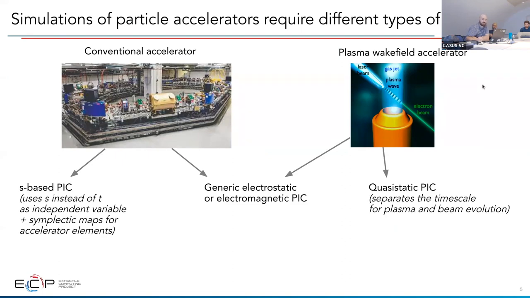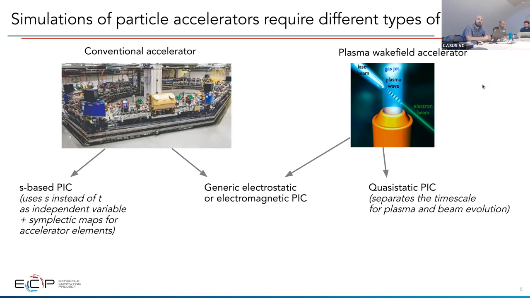And for those, you actually need totally different modeling capabilities because you're talking about fundamentally different scales, right? If you look at the machine on the left here that's filling a hall, compared to the one on the right, which is like maybe a few millimeters with structures that are tens of nanometers to micrometers in size. So on the left-hand side, long evolution, what you need is s-based particle-in-cell. It means you want to follow a reference particle, have, for example, symplectic maps, map particles relative to the reference particle, instead of integrating explicitly in time.